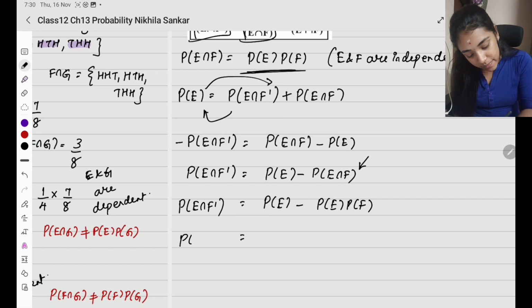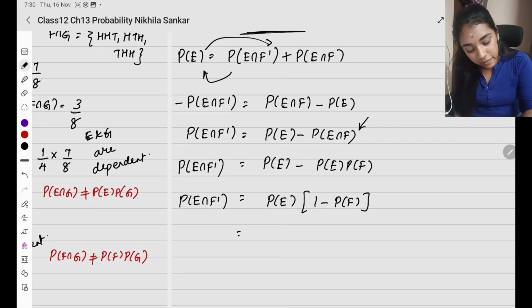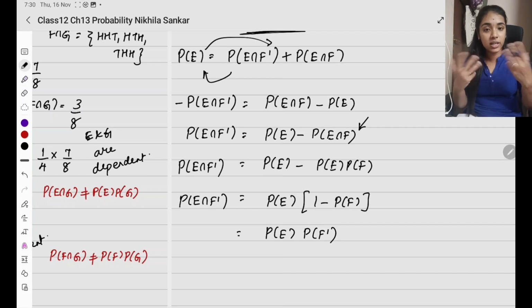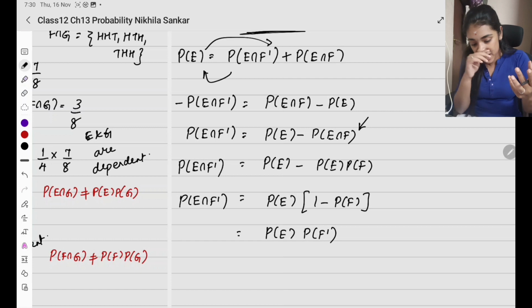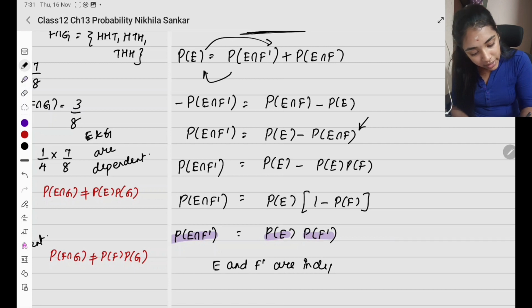Now my RHS, when I take P of E common, I get probability of E times 1 minus probability of F. What is 1 minus probability of F? Probability of F not happening. 1 minus probability of F is going to be probability of F dash. So the RHS is probability of E times probability of F dash, and the LHS is nothing but probability of E intersection F dash. What do you see here? Probability of E intersection F dash is probability of E times probability of F dash. So this is basically E and F dash are independent.